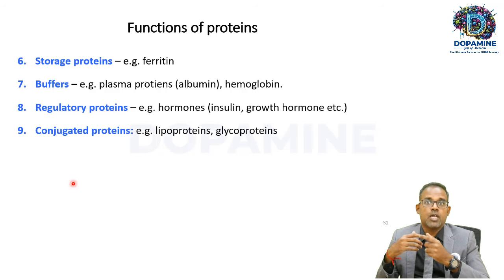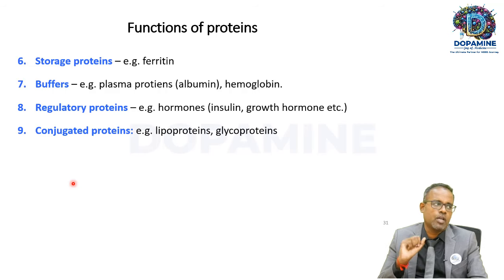Buffers, example plasma proteins. Albumin acts as a buffer. Hemoglobin acts as a buffer. Then regulatory proteins, example hormones, insulin, growth hormones, they're nothing but proteins. They regulate the various metabolic pathways in your body. That's why they are called regulatory proteins.